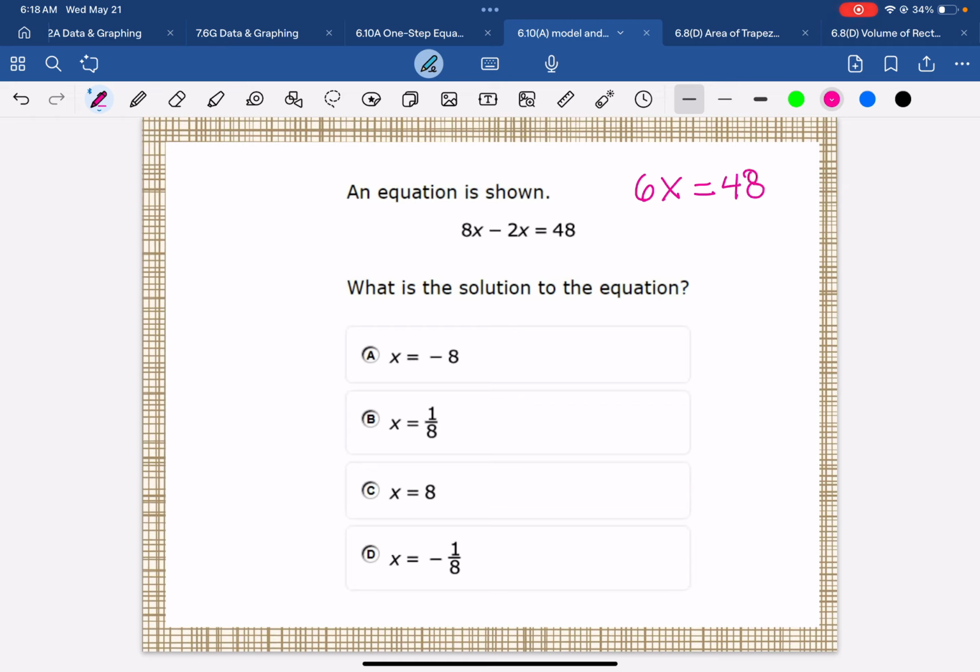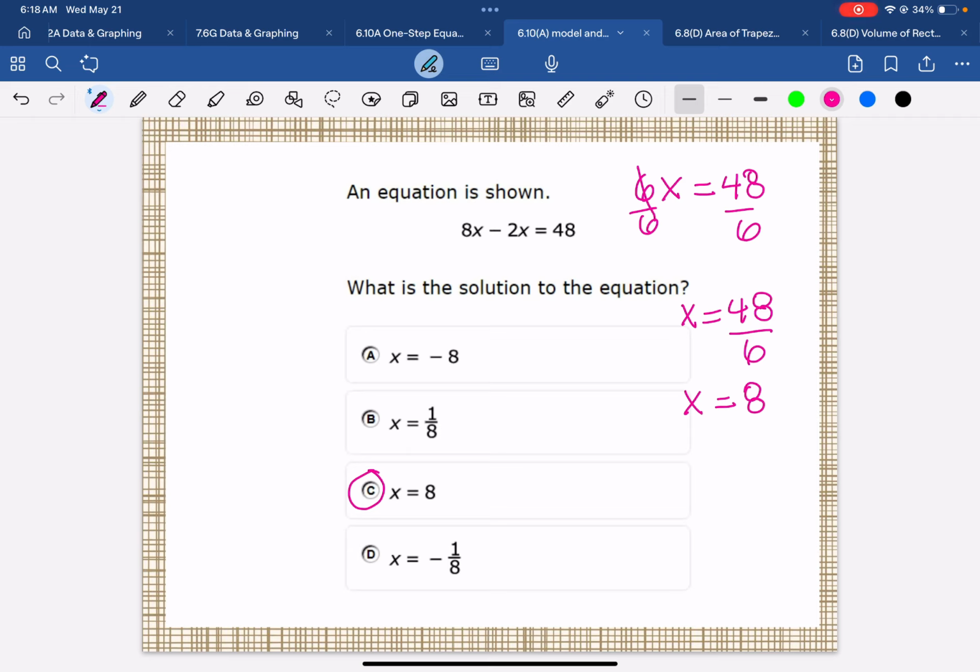And so I already mentioned that your coefficient in front of your variable means to multiply. So we'll use inverse operations to isolate our x. If it's 6 times x, the opposite of times would be divide. So I would divide both sides by 6. And then 48 divided by 6 is 8. So our answer would be 8.